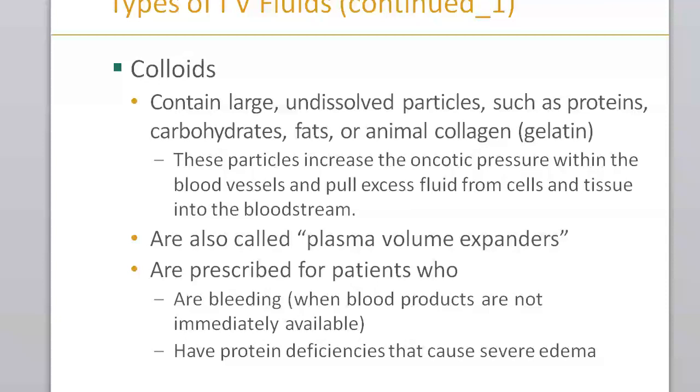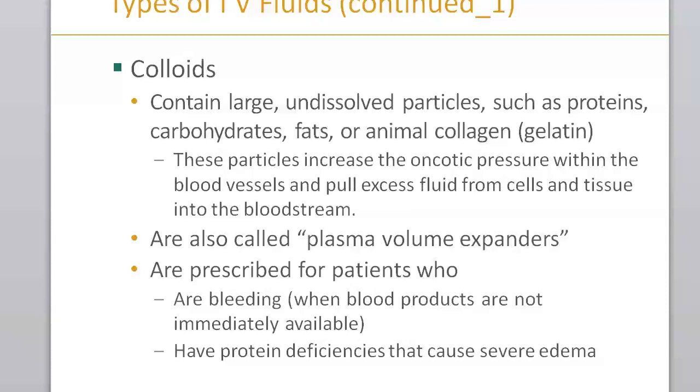And those are for patients who might need more vascular volume, patients who are bleeding when blood products are not immediately available, or even patients that might have protein deficiencies that cause severe edema, where they have a lot of that third space shifting. And here's an example of that.